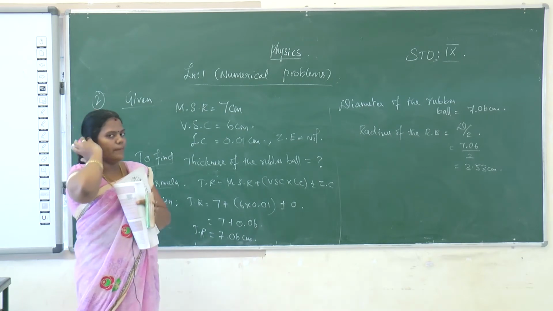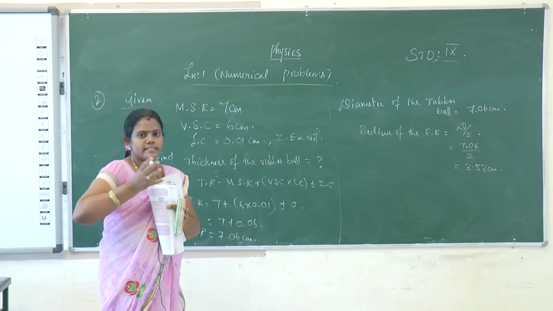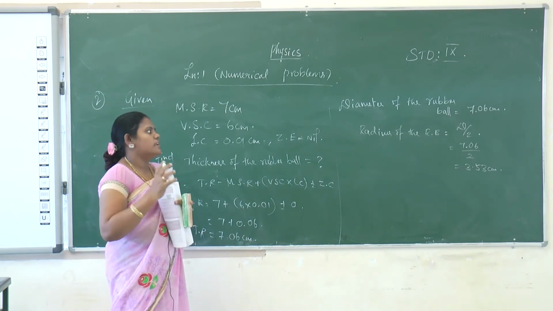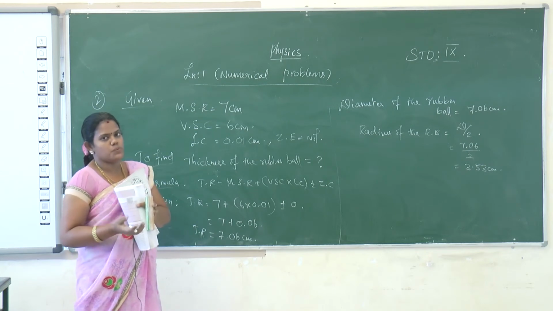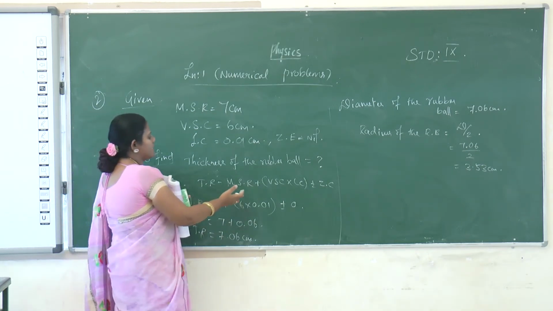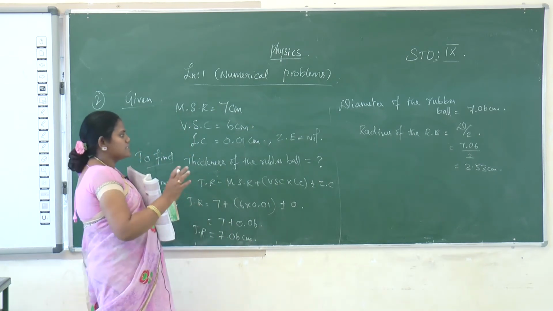So one rubber ball is given in this question. By using the vernier caliper, we found the diameter of the rubber ball, and next we found the radius of the rubber ball. So how will you calculate? What's the formula used in this problem? The total reading is equal to main scale reading plus vernier scale coincident times least count plus or minus zero correction. Okay, this is the second problem.